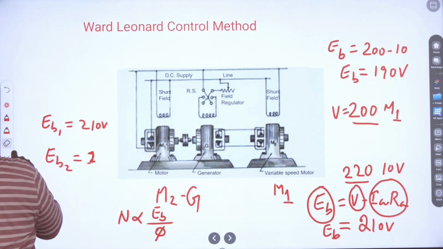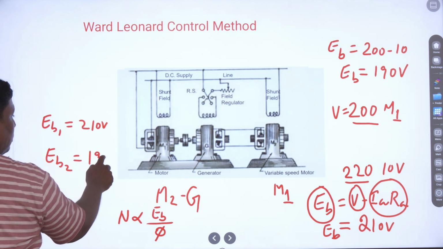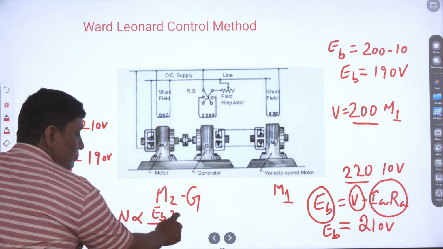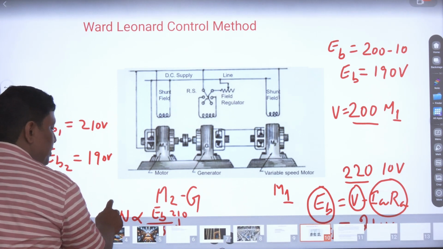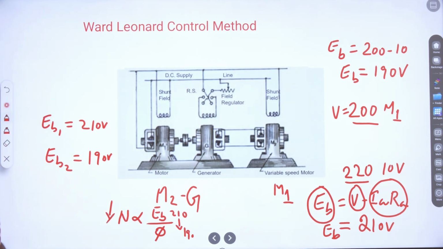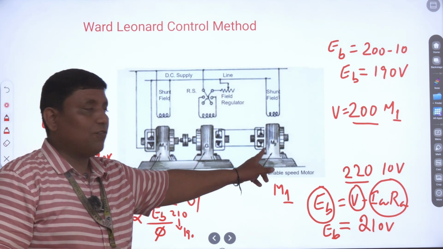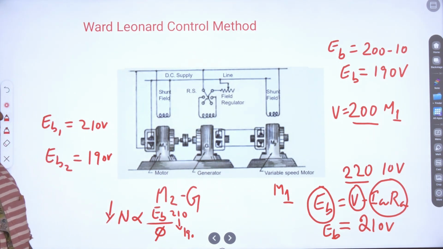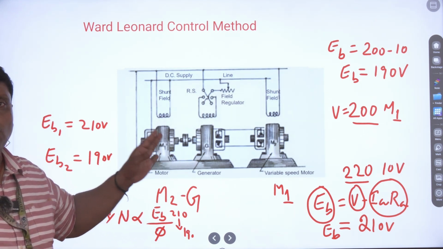190 volt. So initially the EB value is 210, right? Now the EB value is decreased to 190, so the speed is also decreasing. So this is the armature voltage control method. Clear? So we can vary the voltage of the M1 motor using the motor generator set. In the same Ward-Leonard control method, we can achieve the flux control method also.